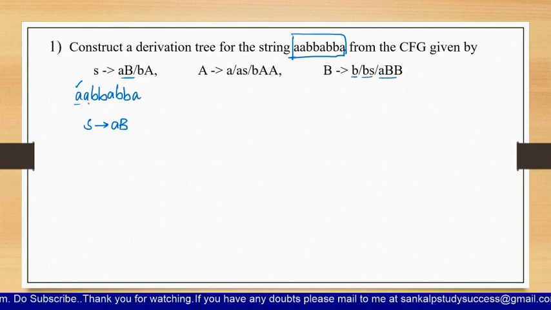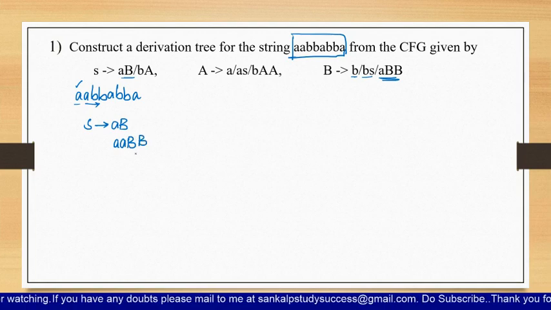But if you observe carefully, the second input symbol is a, so here it is a, and then we are going to substitute aBB in place of capital B. Now here we have two capital B's, that means two non-terminals. So in place of the first B and in place of the second B, we need to substitute.